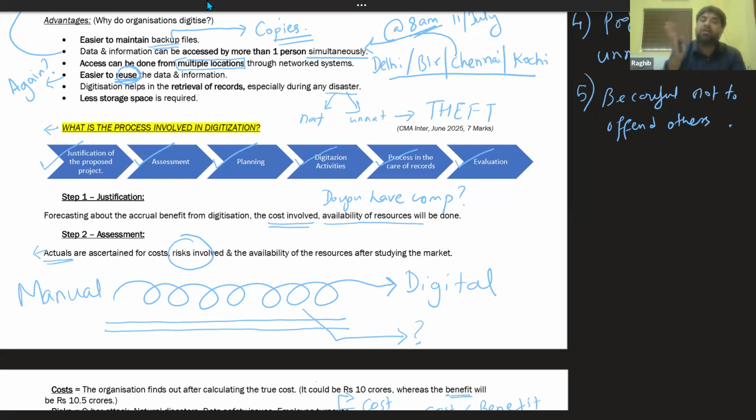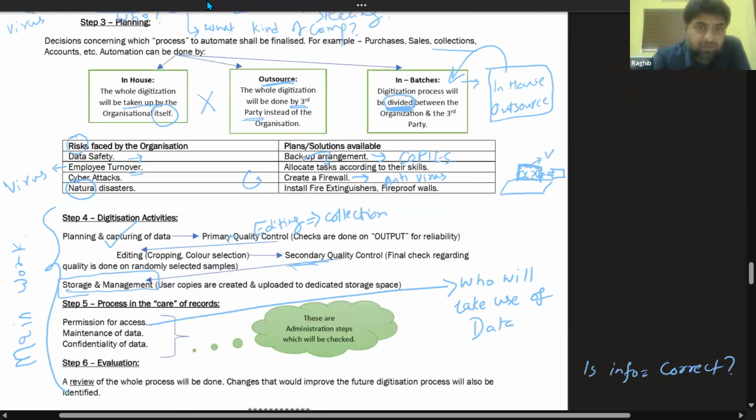All these things. Okay, and the last one is evaluation, examination of self. The activities which we have done, were they correct? The activities which we have involved in, were they proper? So that in the future, if any digitization activities happen, we should not repeat the same mistake again. So these are the various steps of digitization. Okay, guys.